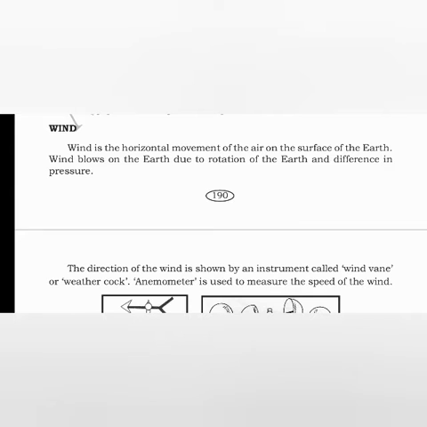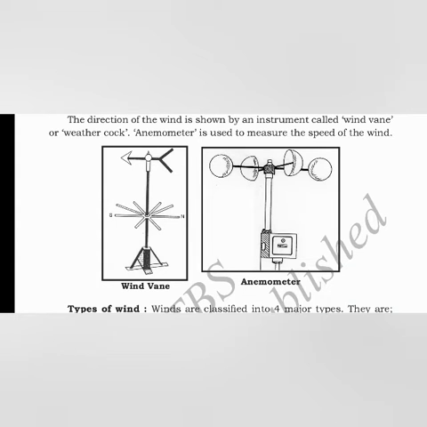The wind blows due to the rotation of Earth and the different pressures. So look at the following pictures. Here two pictures are there: one is a wind vane, another one is an anemometer. I already showed the anemometer, and it is used to measure the speed of wind.